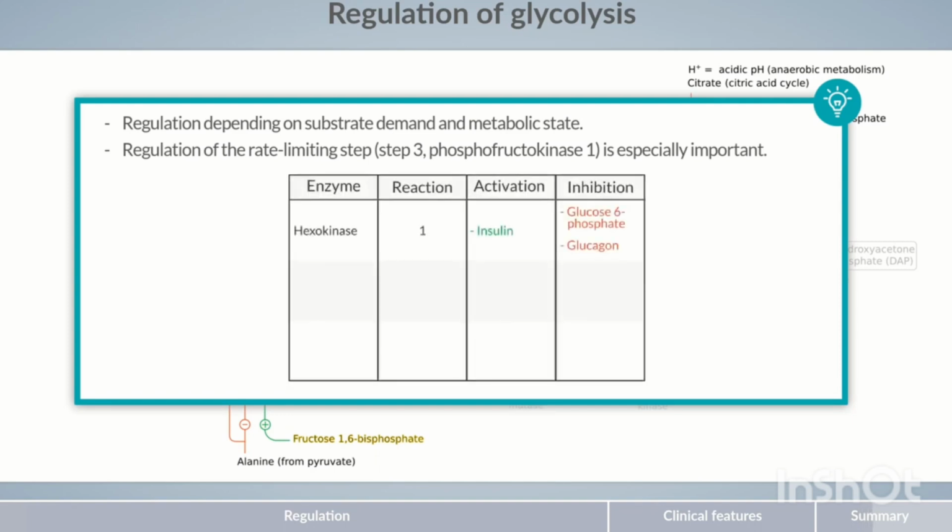Hexokinase is activated by insulin and inhibited by glucose 6-phosphate and glucagon. Phosphofructokinase 1 is activated by ATP and fructose 2,6-bisphosphate and inhibited by ATP, citrate, and low pH levels. Pyruvate kinase is activated by fructose 1,6-bisphosphate and inhibited by ATP and alanine. In the quiz on the next slide, you can test your knowledge and see whether you've understood which regulator signifies the metabolic state shown.